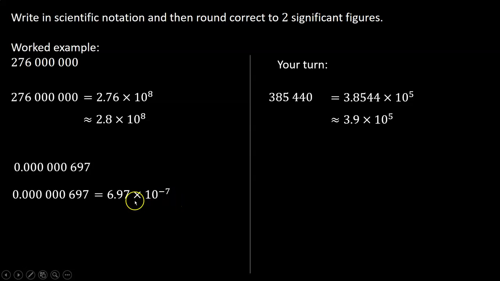And then rounding it to 2 significant figures, I go 1, 2, I have a 7 here, so I round up. My 9 rounds up to a 10, so that 69 here turns into a 70. I use my approximately equals sign. Pause the video while you have a go at this one.